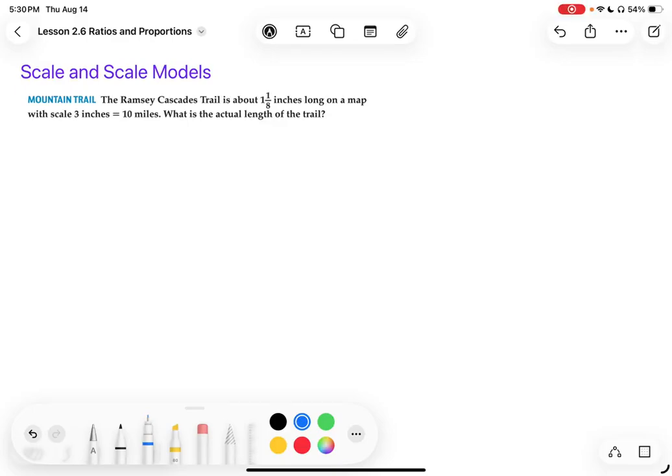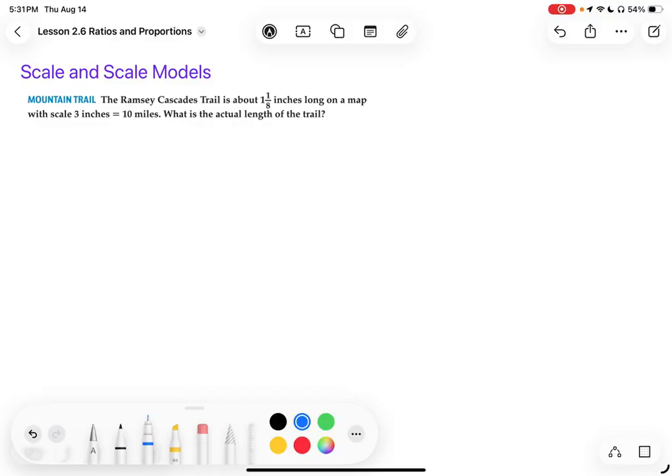If you've ever looked at a map, you're certainly familiar with the idea of a scale. Maps, obviously, by necessity, have to be much smaller than reality, and so we use a scale. This one is a scale map of something that includes the Ramsey Cascades Trail, which it says is about 1 1/8 inches long on a map with a scale of 3 inches equal to 10 miles. What is the actual length of the trail?